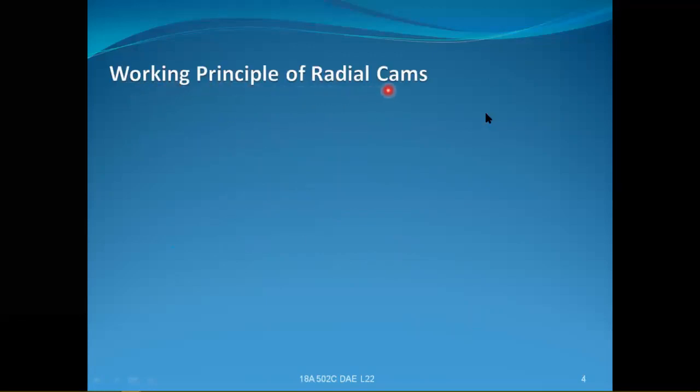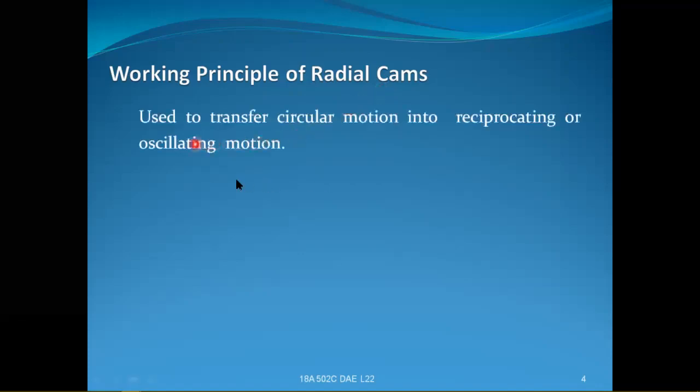As we have discussed in the previous lesson, radial cams are of two types: circular cams and tangential cams. The working principle here is to transfer the circular or rotary motion of the cam into reciprocating or oscillating motion of the follower.